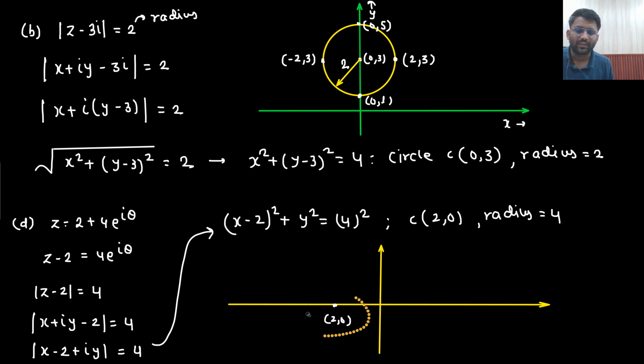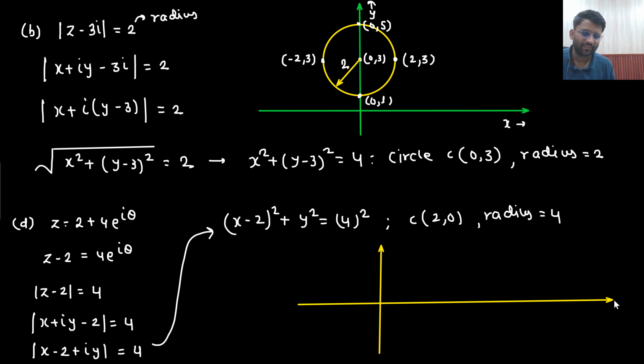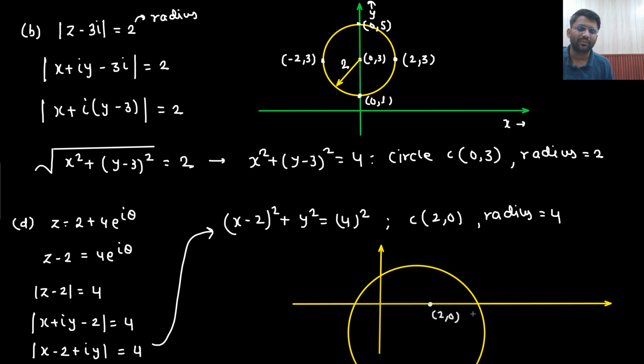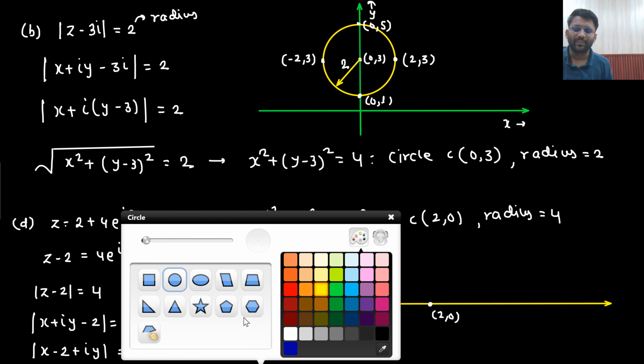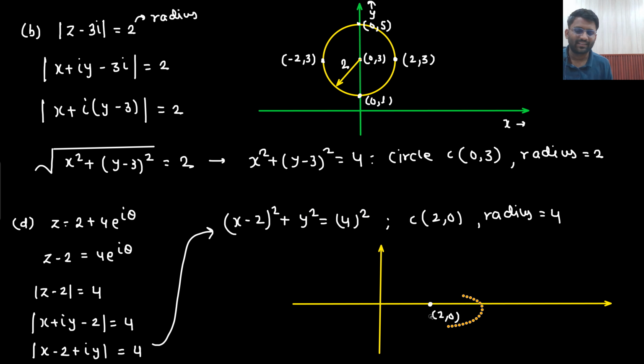Center is at 2, 0. Sorry guys. Center is at 2, 0. And radius is 4. That means this point will be 6, 0 and this point will become minus 2, 0. Radius is 4, no? So how will I draw the diagram? This is how I will draw the diagram. It will be difficult to make. So let's take the center here, 2, 0.